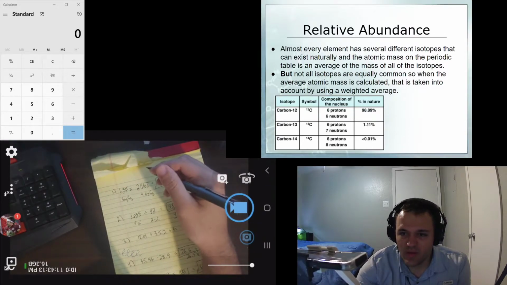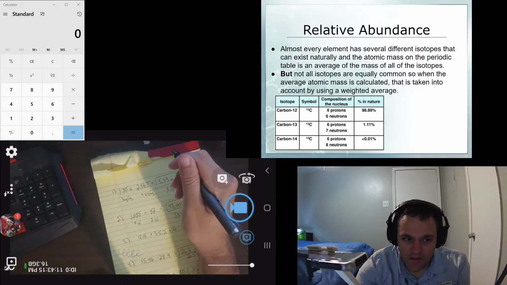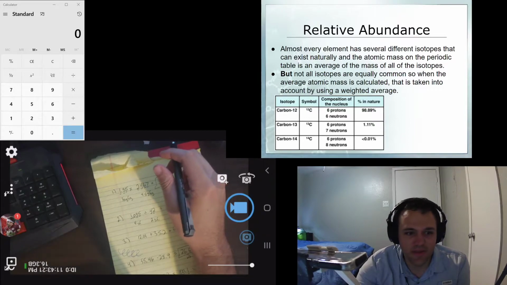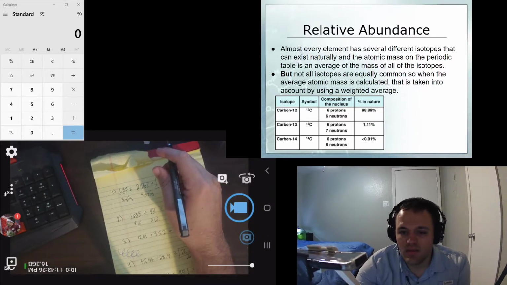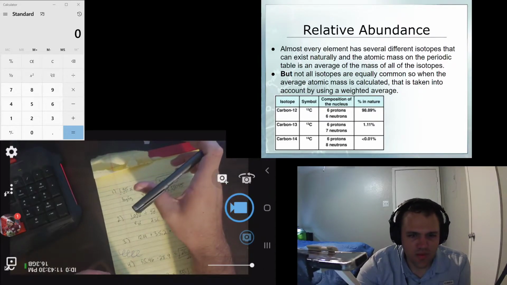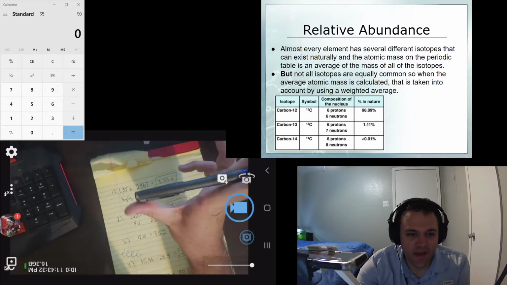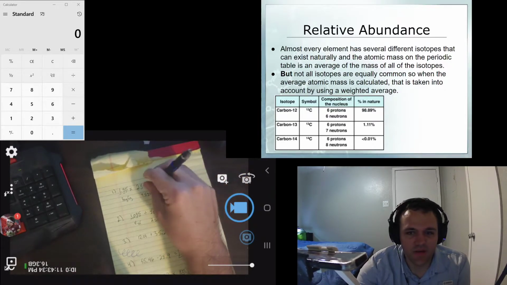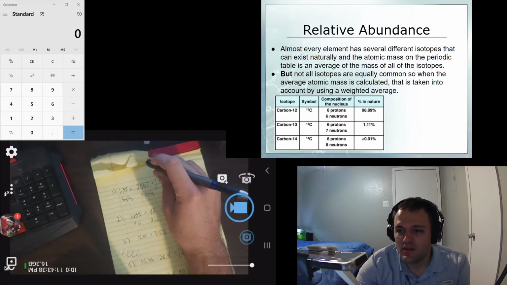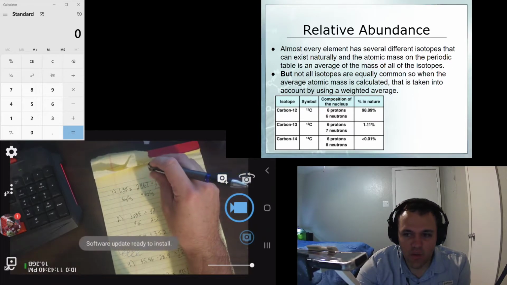The problem is all those different isotopes don't occur in the same abundance out in nature, right? In nature, carbon 12 is way more common than any of the other isotopes. So it should make sense that it has more of an impact on what the average atomic mass should be, if it's the one that is the most common. So the way they do that is by using a weighted average.